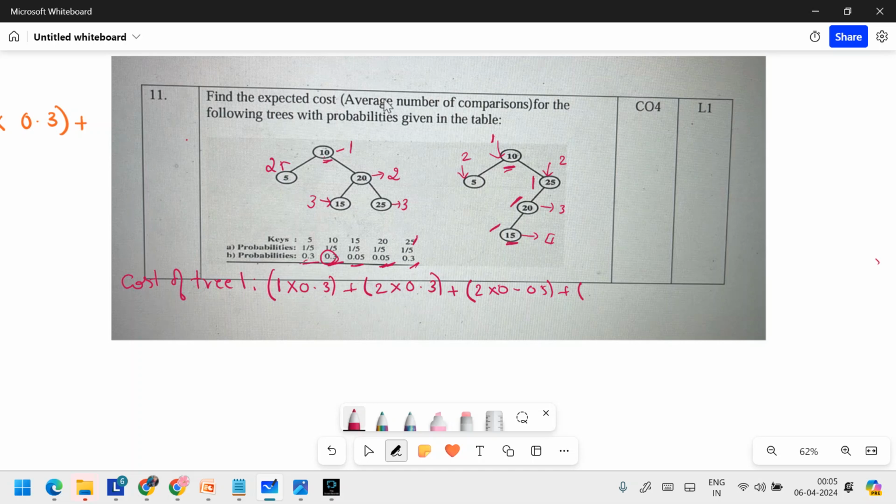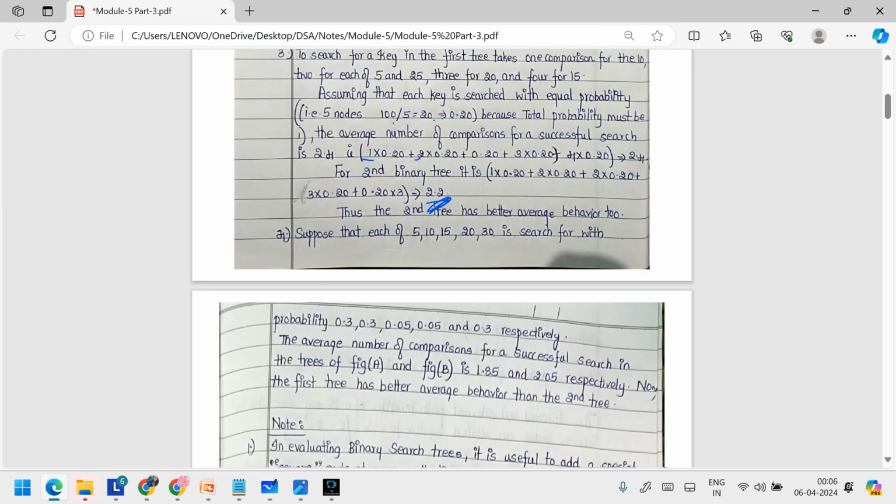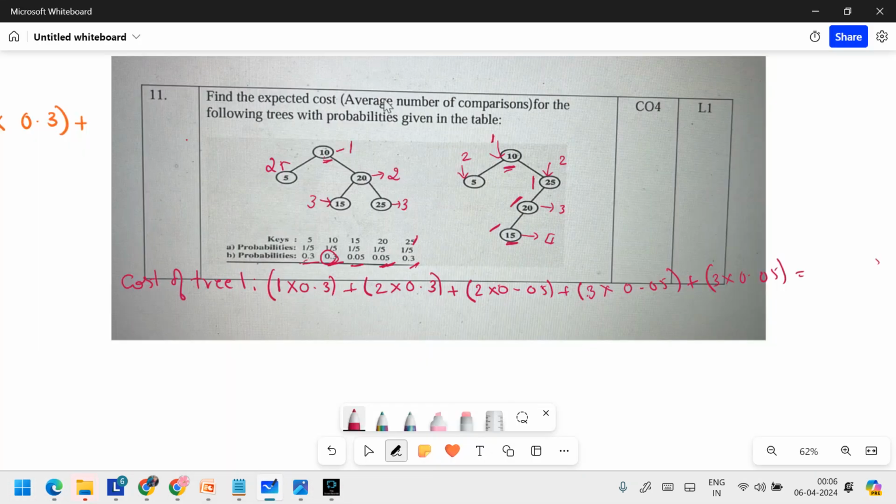Okay, next we have 15. 15 is having the number of comparisons 3 and its probability is 0.05. And we are left with 25. 25 has this many comparisons and its probability is 0.05. So if you are calculating it, we are getting some value. I have written the value. It is 1.85. So the value would be 1.85.